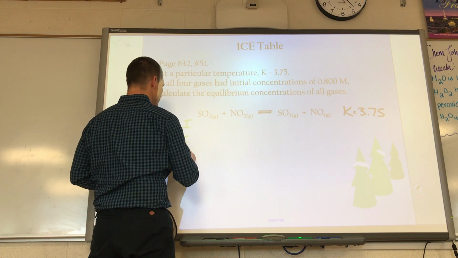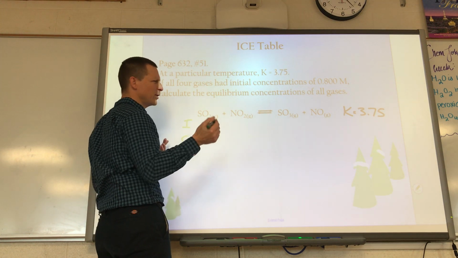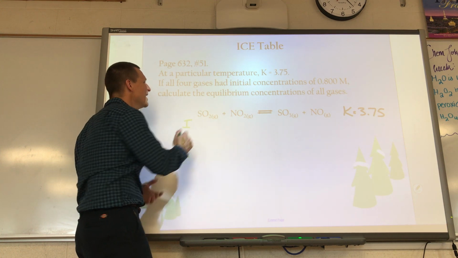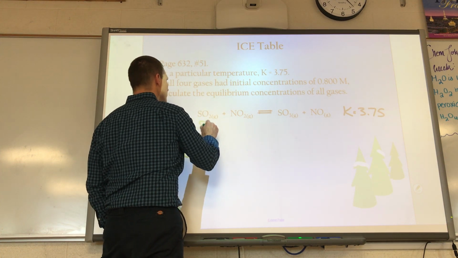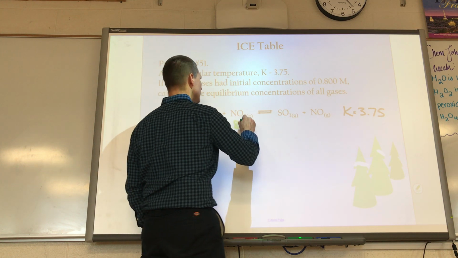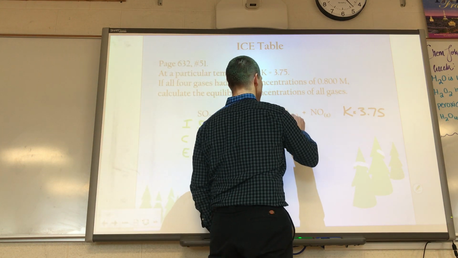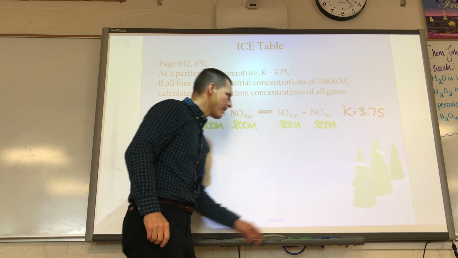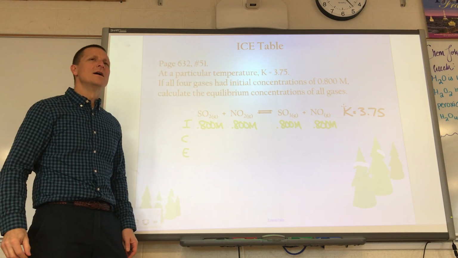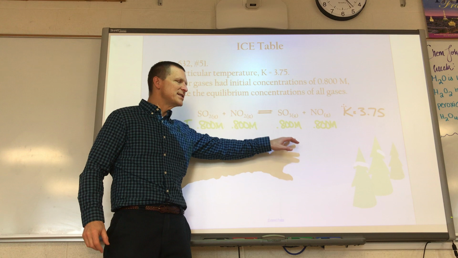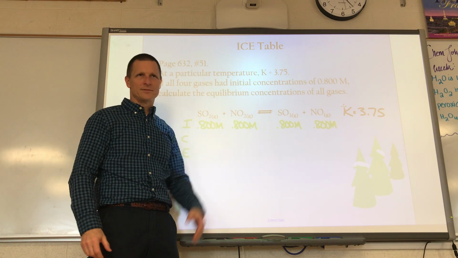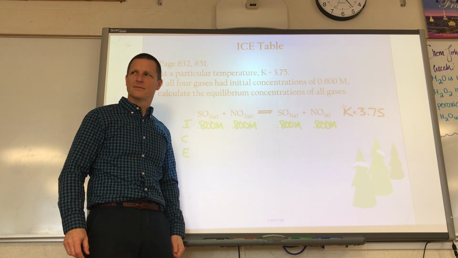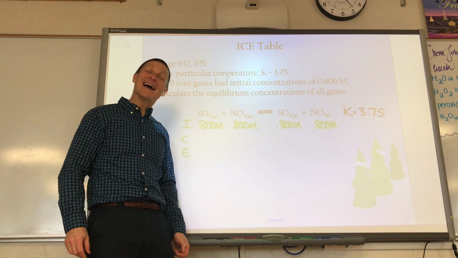So we're always going to do this. Almost every equilibrium problem is going to have an ICE table with it. Maybe every one, not just almost every one. Okay, so initially, 0.8 molarity is the concentration of all four. Now, with these initial concentrations, is it at equilibrium right now? Maybe. Probably not.